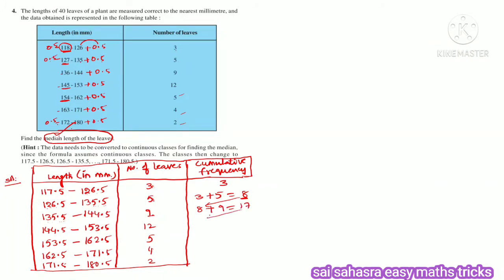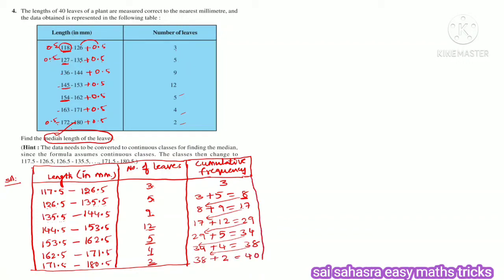Next, previous sum, that is 17. So previous sum is 17, plus in that line 12 is there. 17 plus 12 is 29. Previous sum is 29, plus in that line frequency 5 is there. 29 plus 5 is 34. Previous sum is 34, plus this is 4. 34 plus 4 is 38, and previous sum is 38, plus in this line frequency is 2. 38 plus 2 is 40.